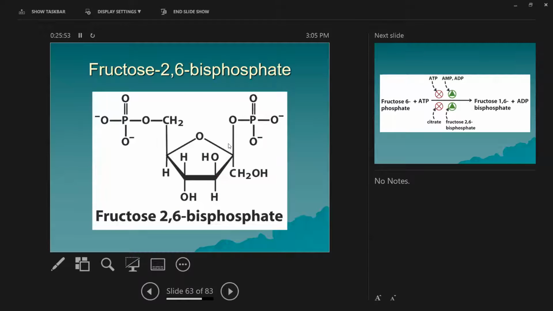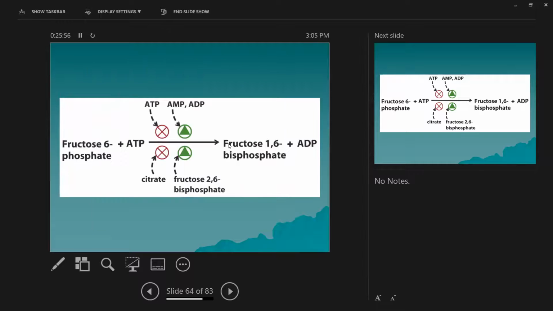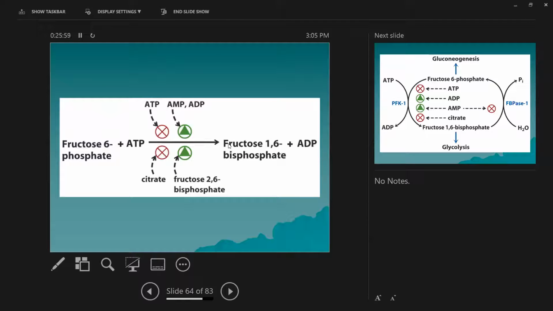So here is fructose 2,6-bisphosphate. Notice that ATP inhibits PFK1, AMP, ADP activate. Citrate inhibits it, and fructose 2,6-bisphosphate activates. These are the things that inhibit and activate phosphofructokinase 1. Does it work all the time, that what inhibits one direction, the same one will activate the other? Oh, not always, but many times, yes.